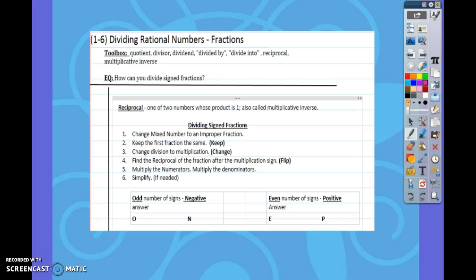Today we're going to talk about dividing rational numbers with fractions. Reciprocal is an important vocabulary word that we need to understand. One of the two numbers whose product is 1 is also called a multiplicative inverse.